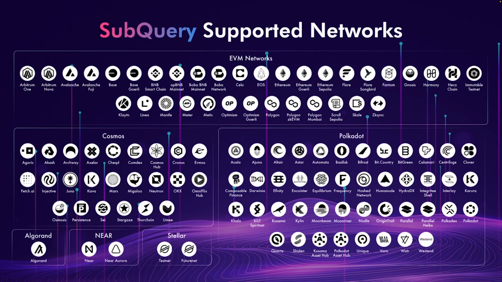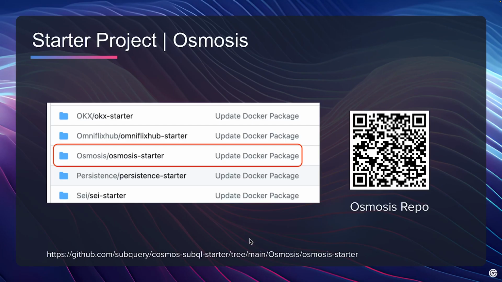You can see the SubQuery supported networks here. At the top, we've got the EVM networks. We've got Polkadot. This is where SubQuery initially started from. And then in Cosmos here, we're actually the largest blockchain indexer in the Cosmos ecosystem as well. When creating an Osmosis starter project, we've got this template package here that anyone can use to get up and running really quickly and to continue to build upon, customizing this for their own project needs. You can scan the QR code here or run the command line to download this working starter project anytime.